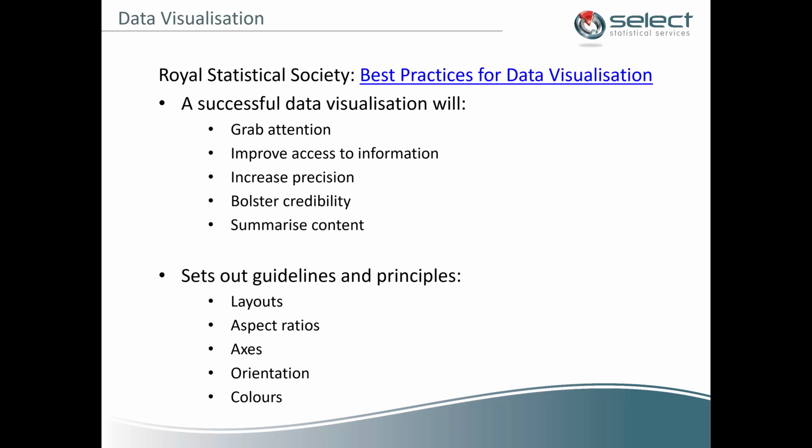So it sets out guidelines and principles, like the best way you might lay out your visualization, aspect ratios. You have to be really careful with your aspect ratio because you could mislead the audience. Thinking about axes, what scales they're on, the orientation. For example, if you've got a bar chart, you could have it horizontally, but actually sometimes vertically can be more helpful for somebody.